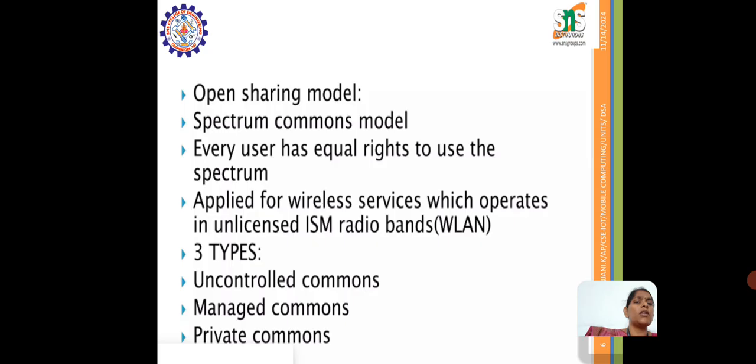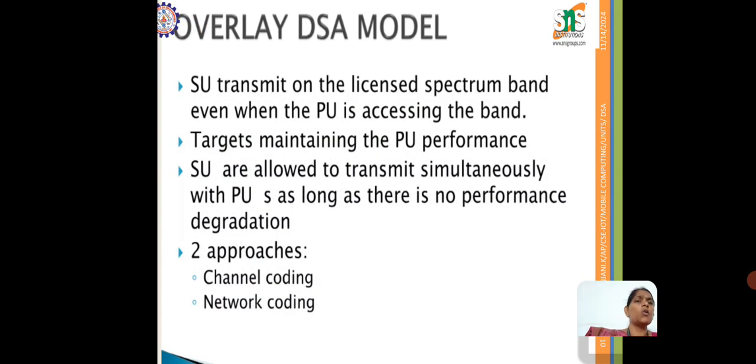the spectrum commons model. Every user has equal rights to use the spectrum, and it is applied for wireless services which operate in the unlicensed ISM radio bands of wireless LAN. There are three types: uncontrolled commons, managed commons, and private commons. Next, the overlay of the DSA model lets you transmit in a licensed spectrum band even when a primary user is accessing the band. That is, the secondary user transmits in a licensed band even when the primary user is accessing it. This is the overlay of the DSA model.